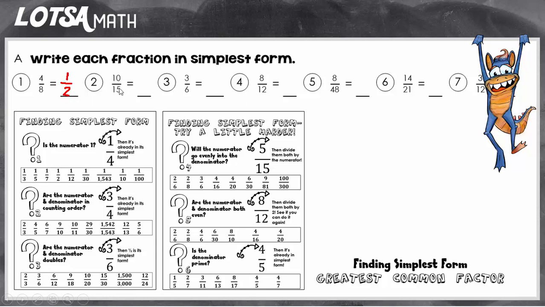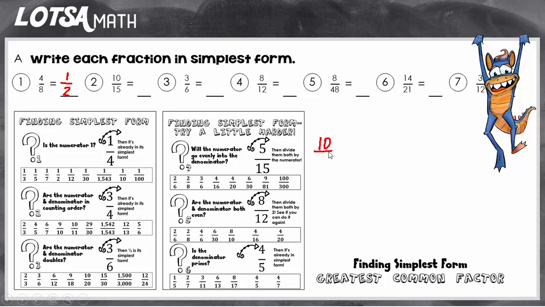All right, let's look at 10/15. Well, it's not a 1, they're not in counting order, they're not doubles. 10 doesn't go evenly into 15, and they're not both even, and 15 is not a prime number. So 10/15, none of these tricks will help us. So we're going to have to use the greatest common factor method.